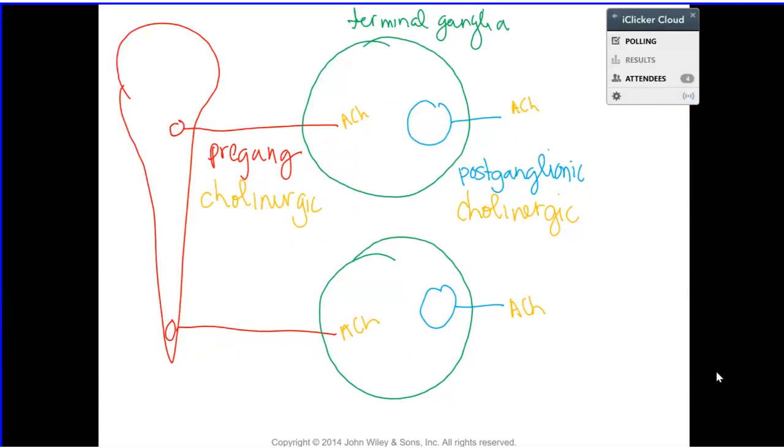Okay, now, since we're releasing ACH all the time, are we going to have cholinergic receptors or adrenergic receptors? Which one? ACH, acetylcholine, is going to need what type of receptors? Cholinergic. What are our two cholinergic receptors? Nicotinic and muscarinic. Okay. Now, which one do we need first always?